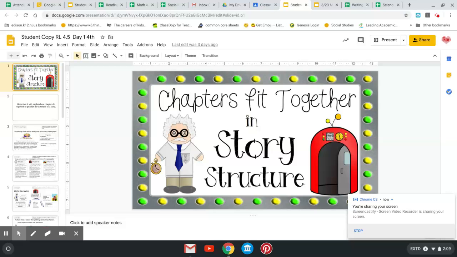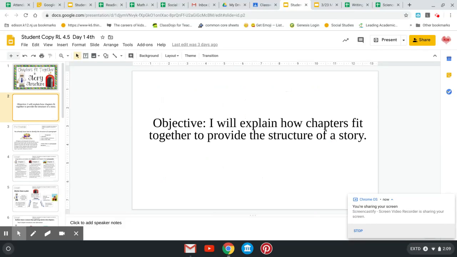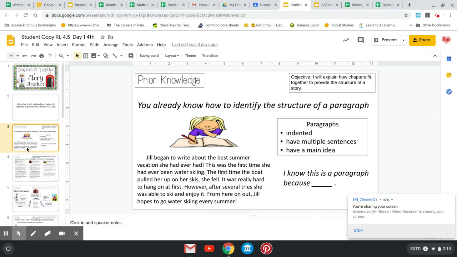This week we're going to start talking about how chapters fit together in story structure. So once your slide deck is open, this is what it's going to look like. Our objective is to explain how chapters fit together to provide story structure. The first several slides are a bunch of examples. You already know how to identify the structure of a paragraph.